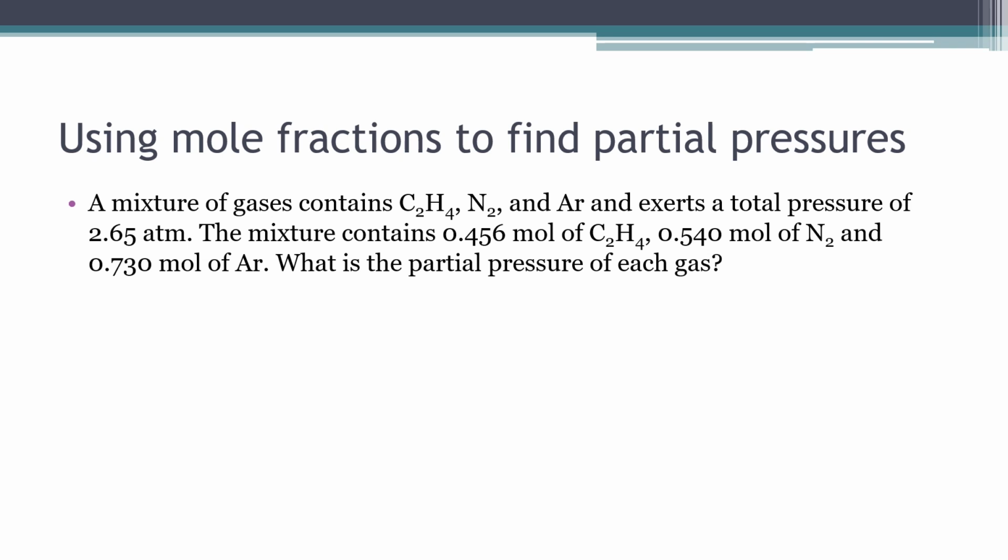Here's an example of using mole fractions to find partial pressures. A mixture of gases contains ethene, nitrogen, and argon gases and exerts a total pressure of 2.65 atmospheres. The mixture contains 0.456 moles of ethene, 0.540 moles of nitrogen, and 0.730 moles of argon. What is the partial pressure of each gas?